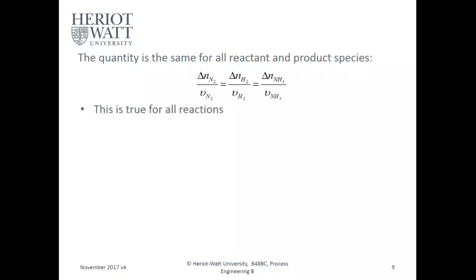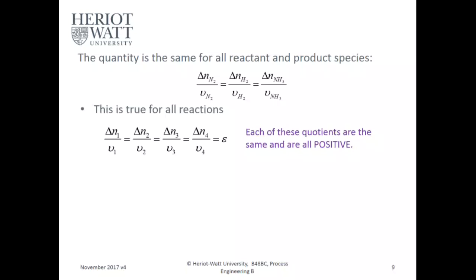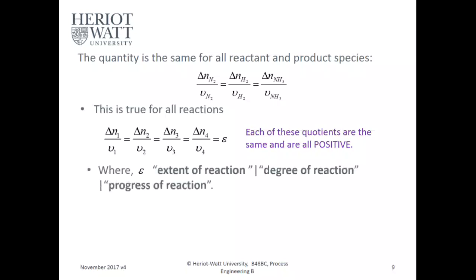This is true for all reactions. So delta N1 over V1, 2, 3, 4 equals epsilon, and each of these coefficients are the same and are all positive. So you can actually define a reaction based on epsilon, where epsilon is the extent of a reaction. It's also called the degree of a reaction or the progress of a reaction. And for a batch system, the extent of a reaction has units of mole.